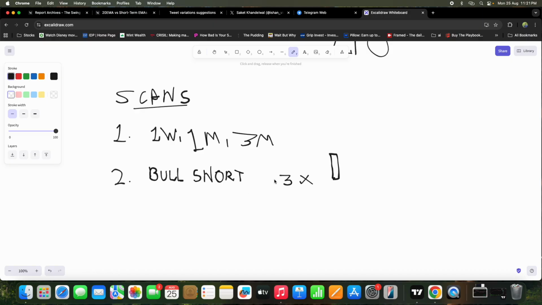This is the second scan. It is the same as the volume scan we run in Indian markets, to see which stocks have very high volumes. These are the two main scans I run basically.